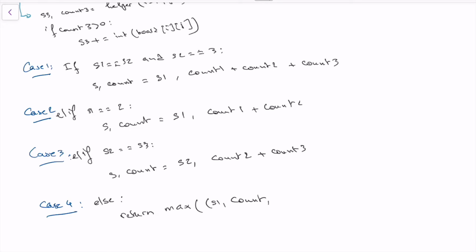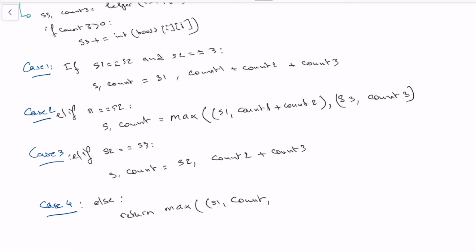Sorry, I forgot here. So here it's this, right? But here maybe S3 is bigger than S1 and S2 both, right? So that means here we will need to get actually the max. So we'll need to get the max of this pair S1 and count 1 plus count 2. And in case S3 is bigger than both, then we will need to return that.